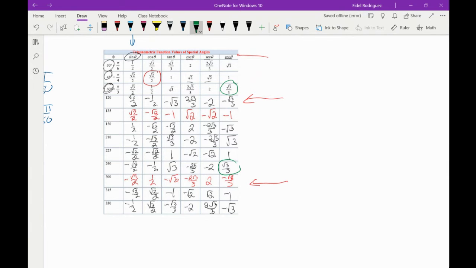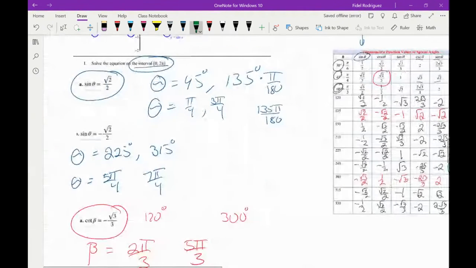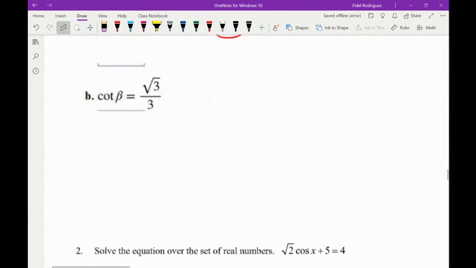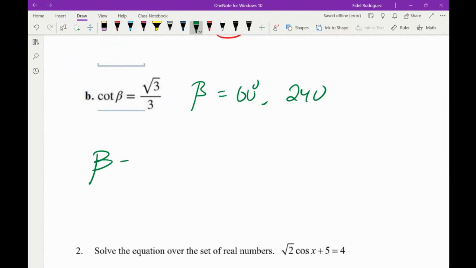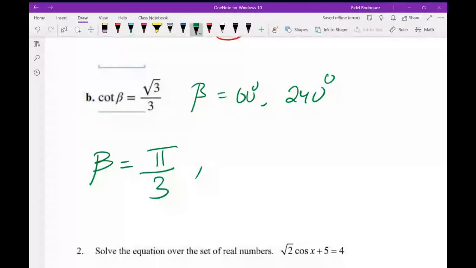240. Okay, so we already know 60 degrees is, what, pi over 3? We got to convert the 240. Okay. So beta is equal to 60 degrees and 240. So we know that beta was, what was the first one? Pi over 3, right? And now let's convert 240 over 180. And we're going to go math and fraction. And so 4 pi over 3.